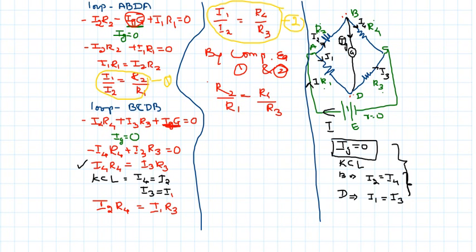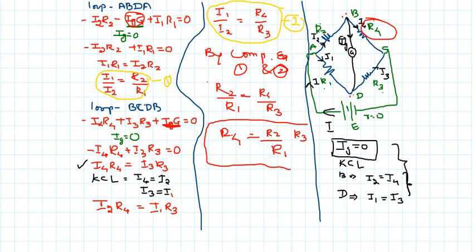As I told you, which is unknown here? R4 is unknown. Therefore, you can write this equation in the form of R4. R4 is equal to R2 divided by R1 into R3. This means we have written the equation for R4 in the form of the known resistance values R1, R2, R3. And actually this is the final answer for our derivation also. It's the final solution for our derivation.